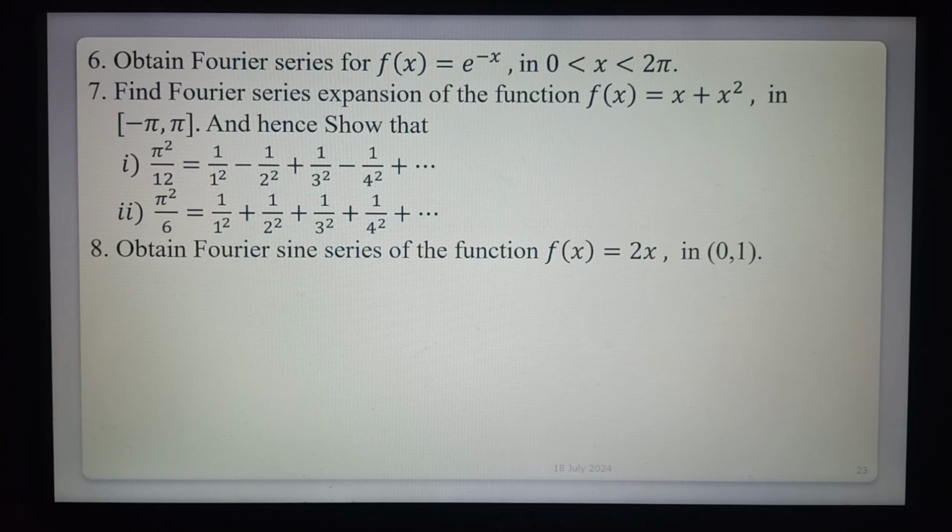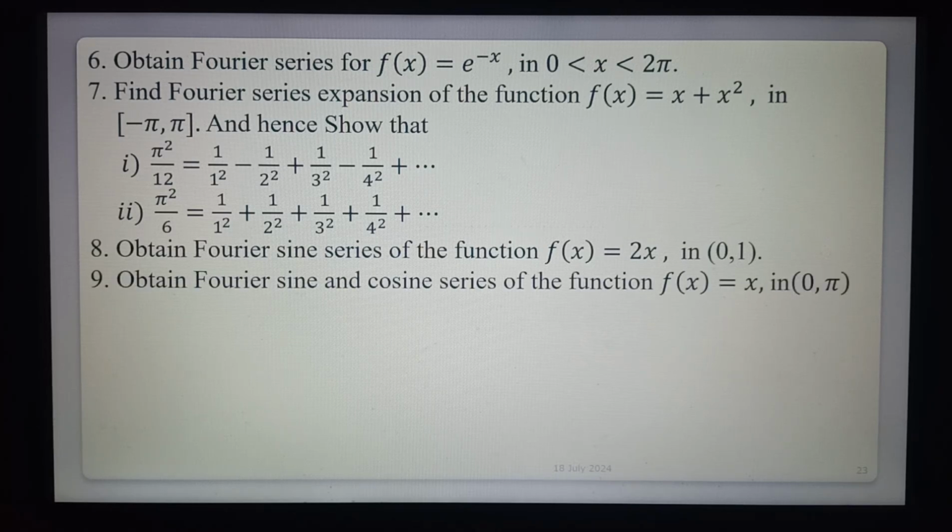Okay. So in the previous question paper, they gave 0, 2, x, and the function x in the interval 0, 2 is also important. Do practice the same questions. Okay. Next, obtain Fourier sine and cosine series of the function f of x is equal to x in the interval 0, 5 is also important question.